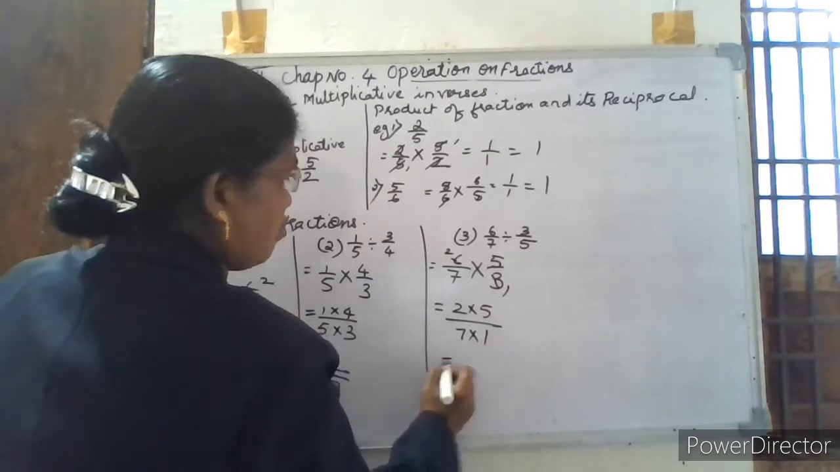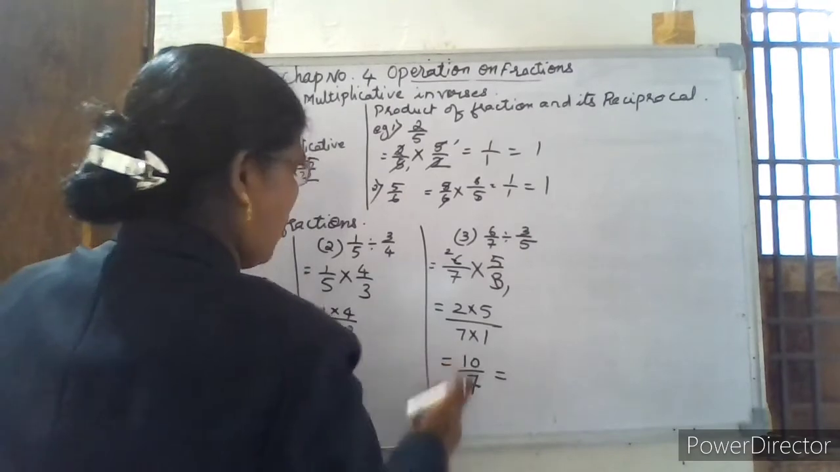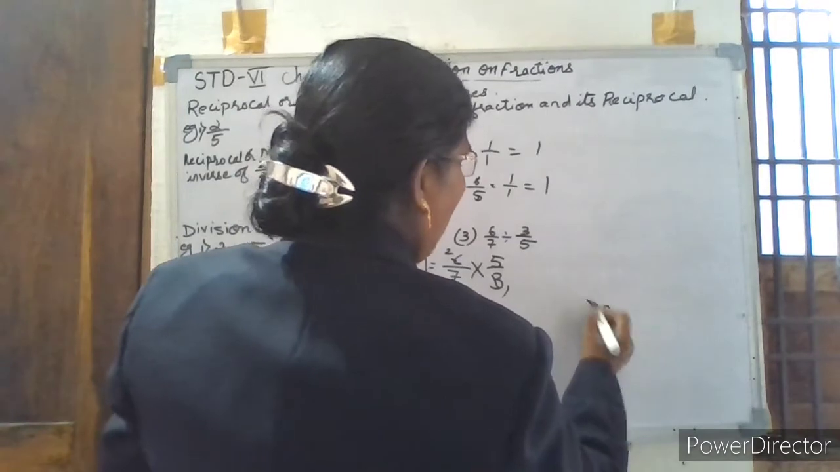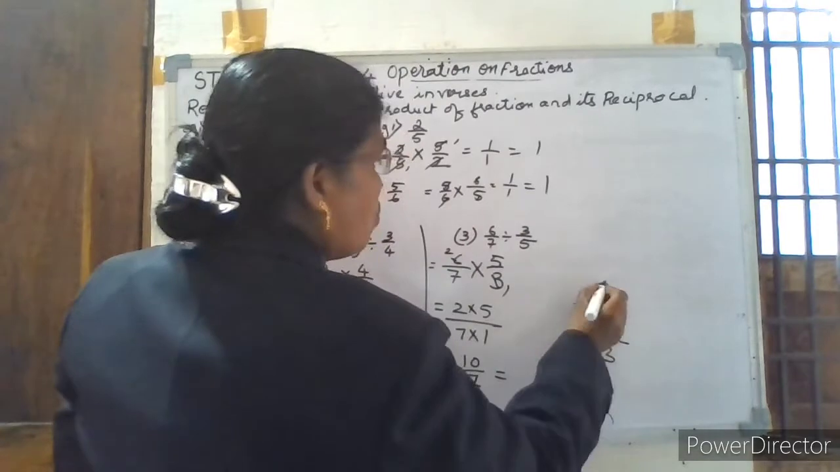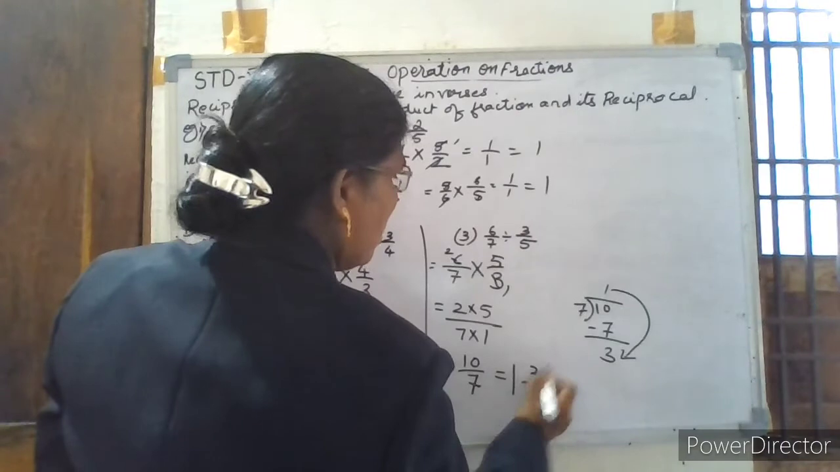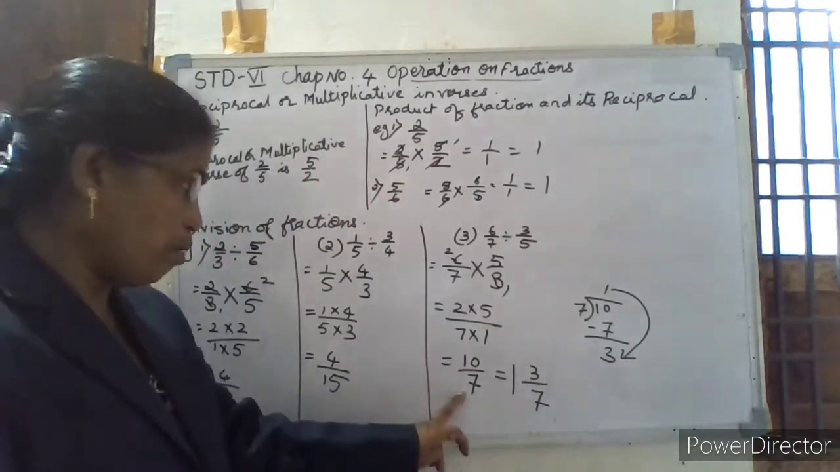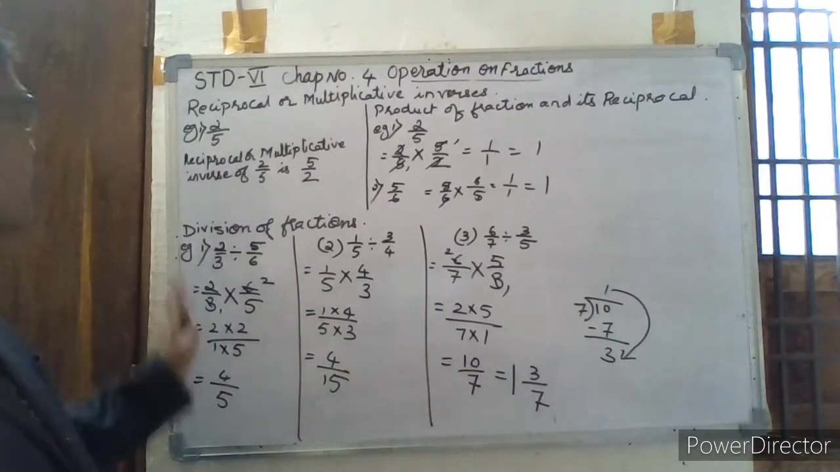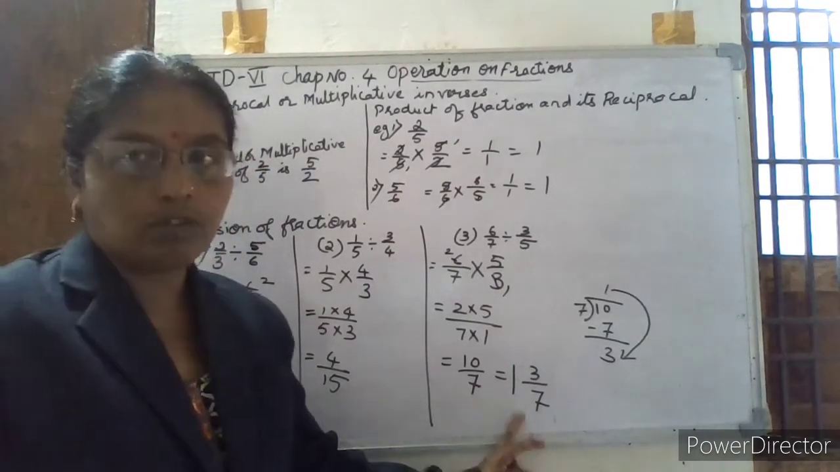This is an improper fraction, so I can convert it into a mixed fraction. 10 divided by 7: 7 ones are 7, 3 is remaining. So 1 is the whole number, the remainder 3 goes over 7, so 1 and 3 upon 7. This is the answer. So after multiplying, if you get an improper fraction, convert it into a mixed fraction. This is a proper fraction, this is a proper fraction, so no need to do anything with these. Only this is improper, so convert it into a mixed fraction. So this topic, division of fractions, is over. This is the last topic of this chapter.